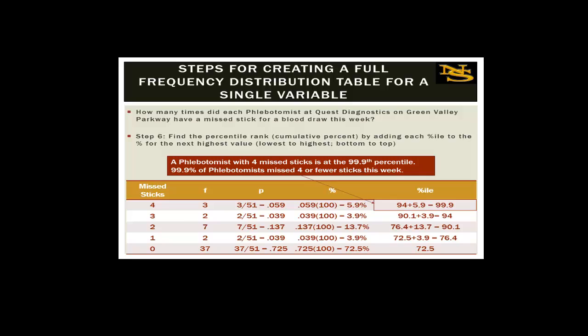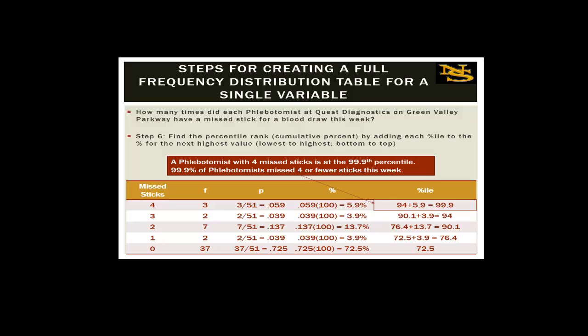So what percentile tells you is the percentage of scores that are less than or equal to any given score in your data set that you're interested in. For example, if we look at this one right here, this would tell us that a phlebotomist with 4 missed sticks is at the 99.9th percentile. Or in other words, 99.9% of phlebotomists missed 4 or fewer sticks this week.